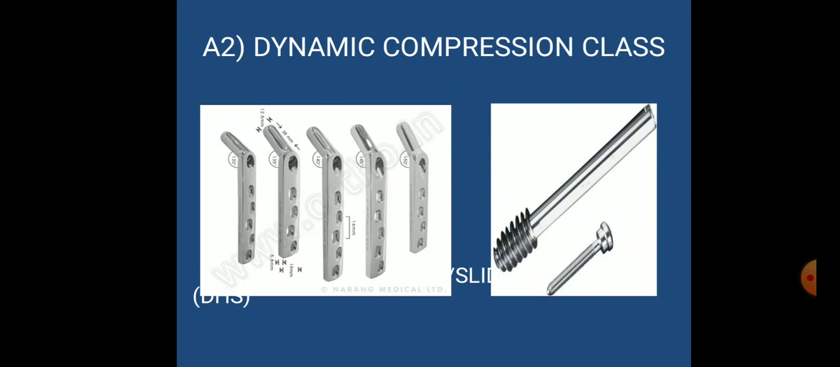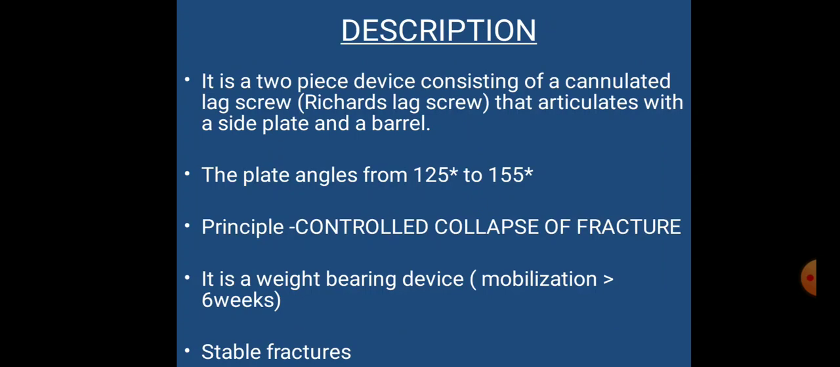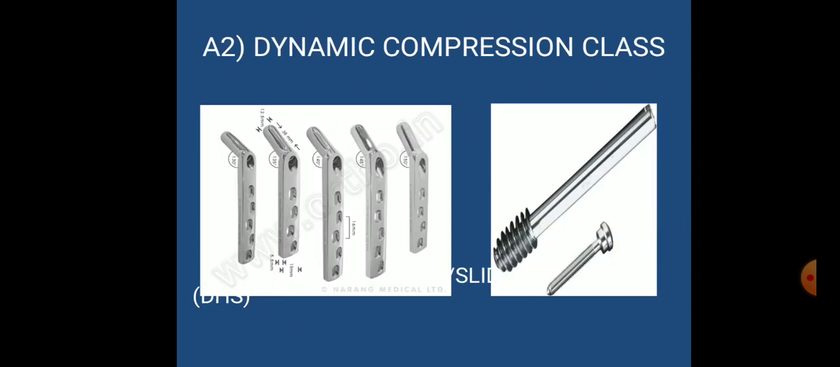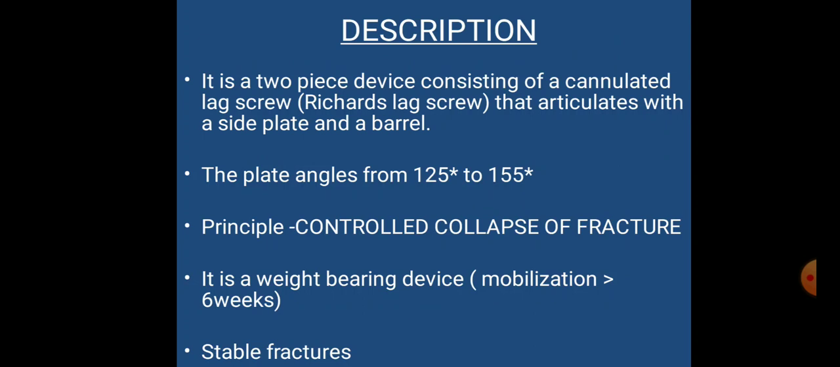It is a 2-piece device consisting of a cannulated lag screw that articulates with the side plate and a barrel. The first hole you can see is for the lag screw. The plate angles at 125 to 155 degrees. What is the principle of this dynamic compression class? It is controlled collapse of the fracture. The fracture will be reduced through a controlled collapse mechanism.